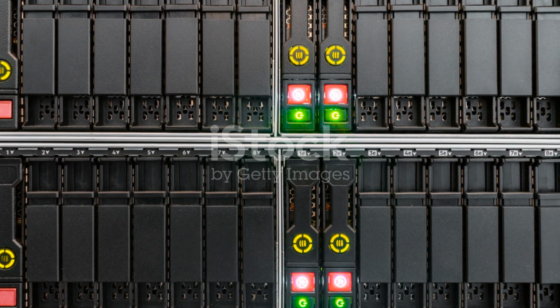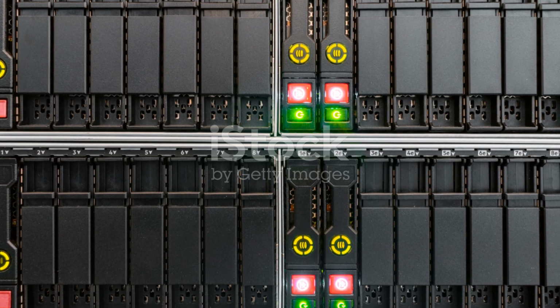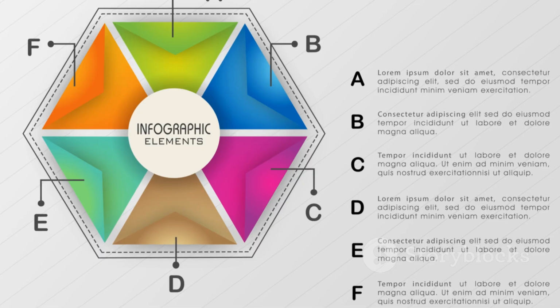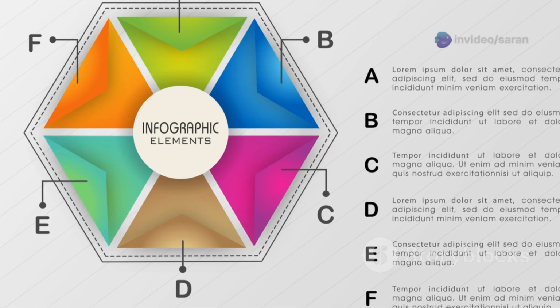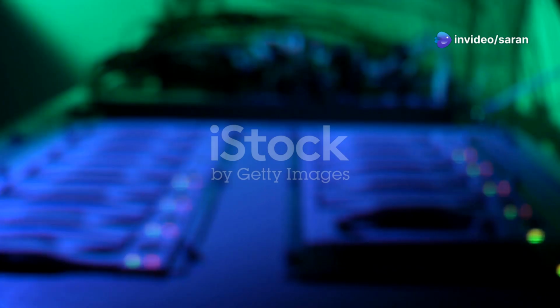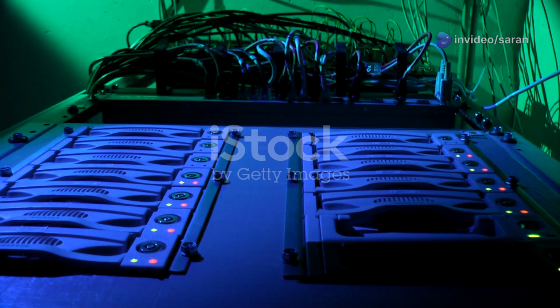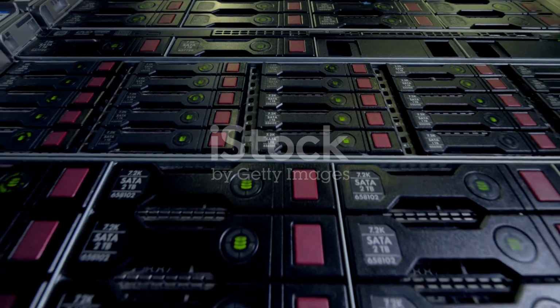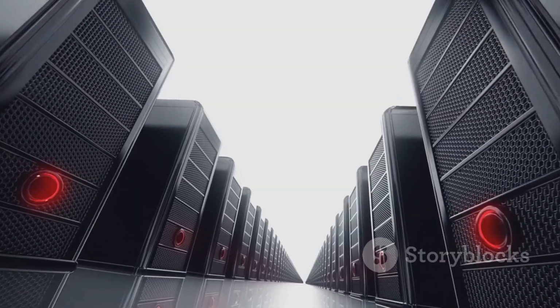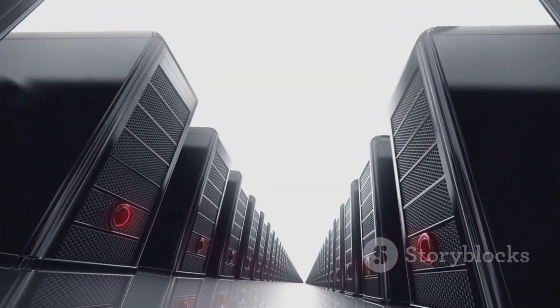Now let's step into the big leagues with RAID 10, 50, and 60. These levels combine the power of multiple RAID levels for enhanced performance and redundancy. RAID 10, also known as RAID 1 plus 0, is a combination of RAID 1 and RAID 0. It mirrors data across multiple sets of striped drives. This gives you the speed of RAID 0 and the redundancy of RAID 1.